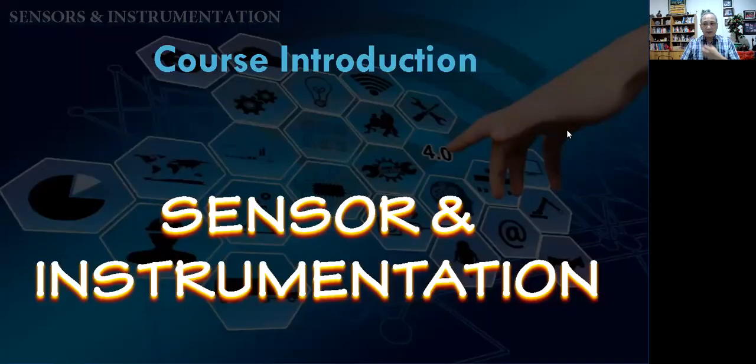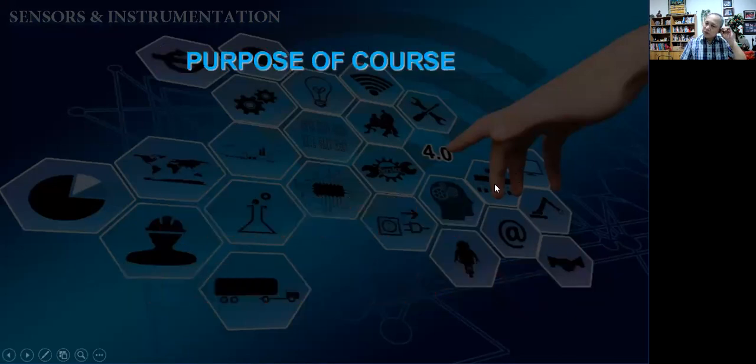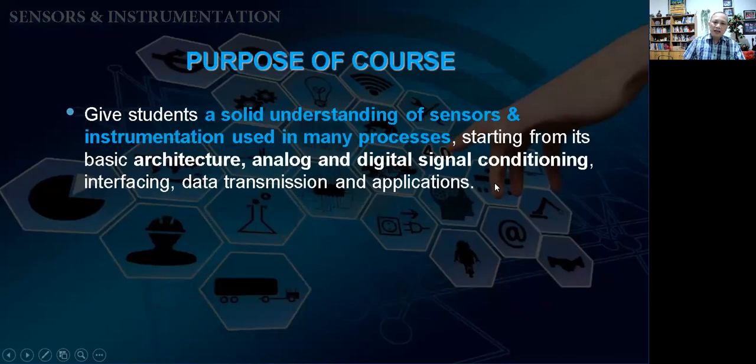Okay, let's talk about sensors and instrumentation. Today, this is just a course introduction, before we go deeper into each of the subjects. The purpose of this course is giving students a solid understanding of sensors and instrumentation that are used in many processes.